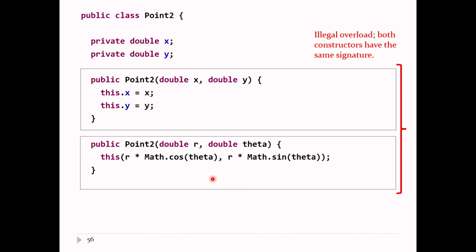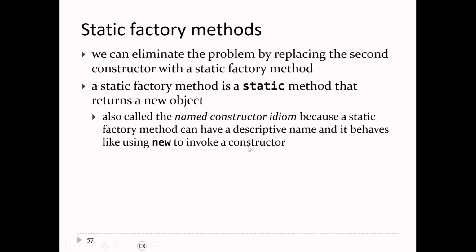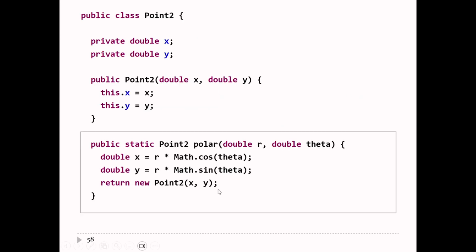If you really want to put in a constructor that looks like this, the trick is make a static method that returns a new point given its polar form. So get rid of the illegal overload by providing a static factory method. You'll also occasionally see this. It's called the named constructor idiom, named constructor because it behaves like a constructor. So how do you do this? Well, it's easy. You make a static method, it returns an object, you give it a name, so I'm just going to call this polar, and then you have your parameters.